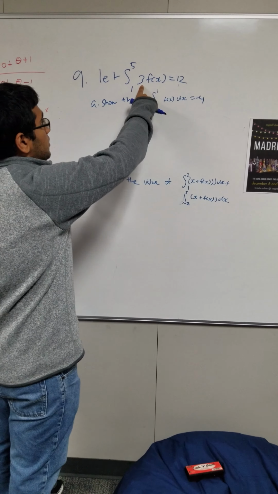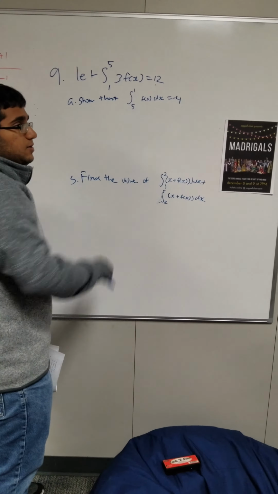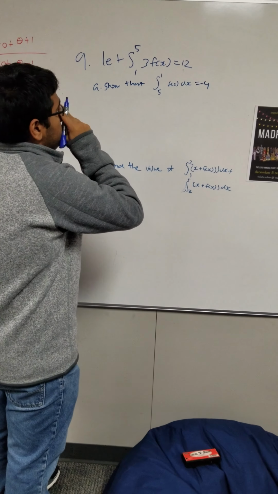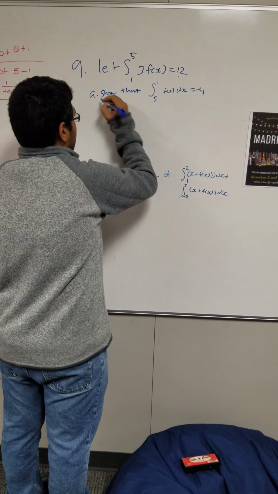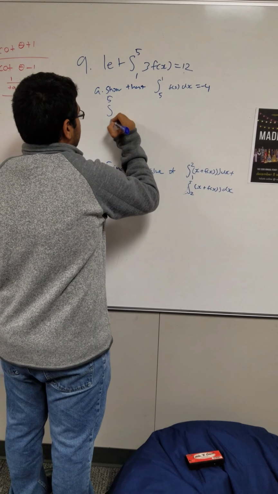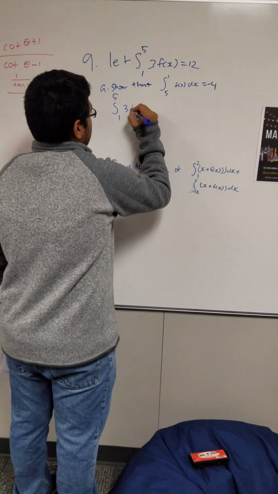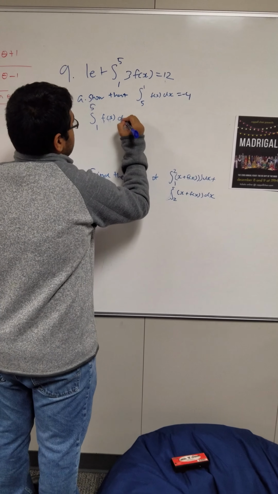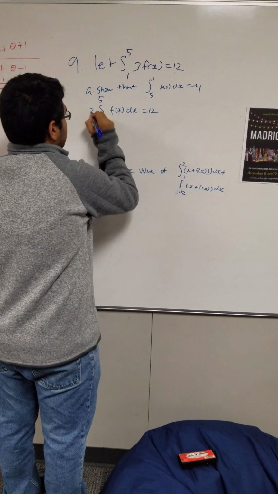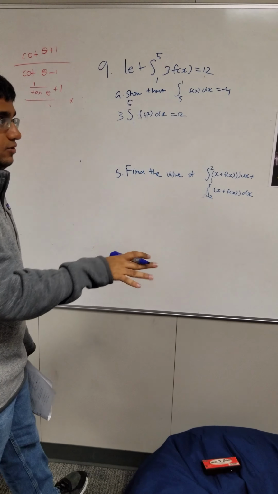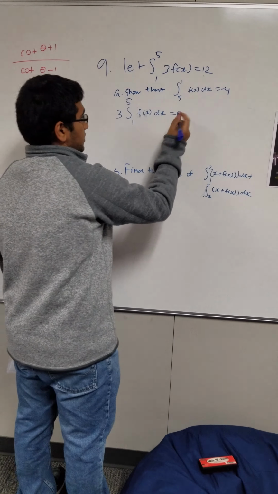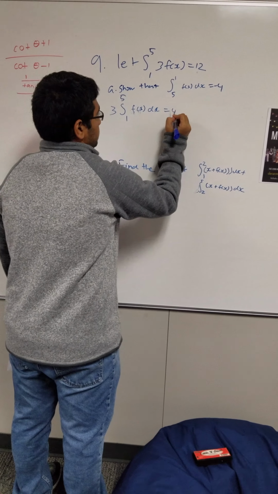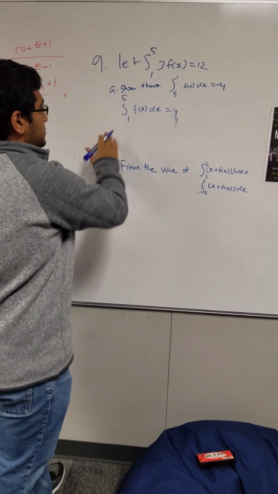First is this 3 can basically be treated as if it's on the outside. So what we end up doing is we write 3 times the integral of f(x) dx is equal to 12. The 3 ends up on the outside, so we can divide both sides by 3 to end up getting 4. I'm just going to do that in the interest of time.